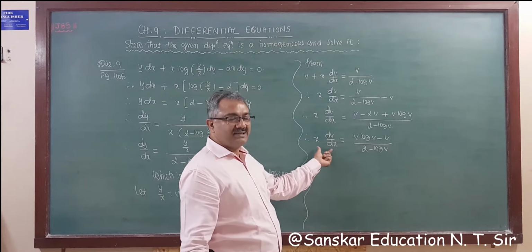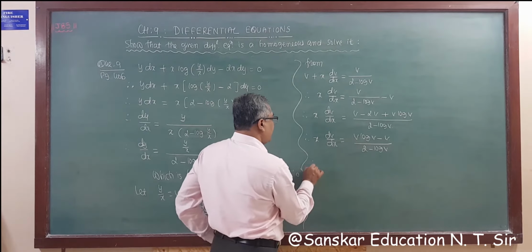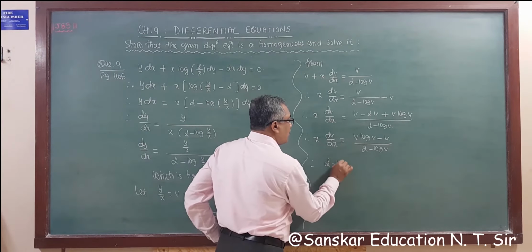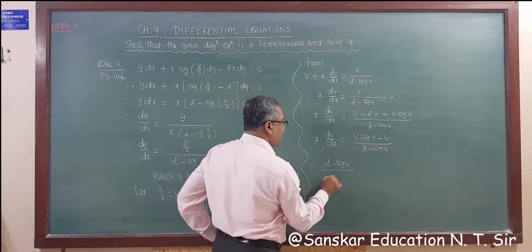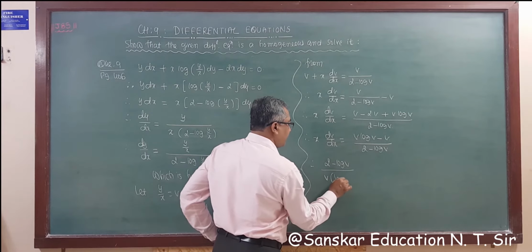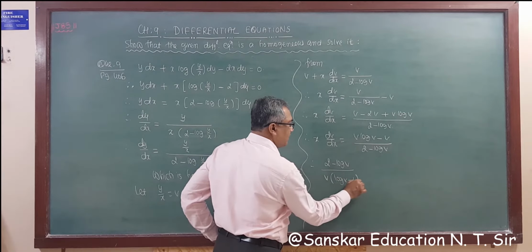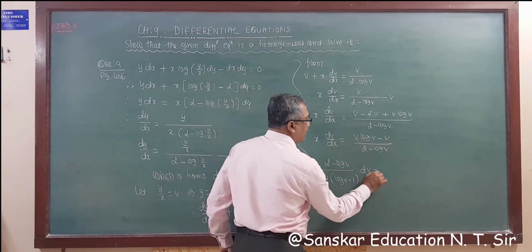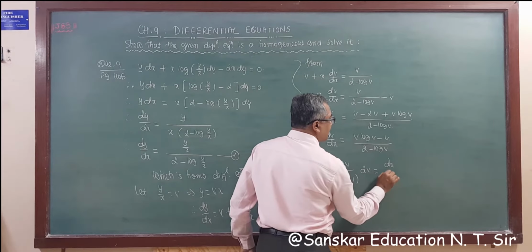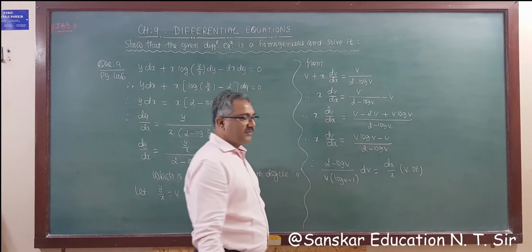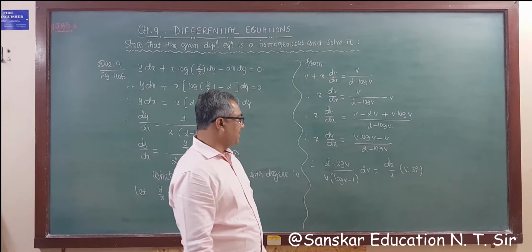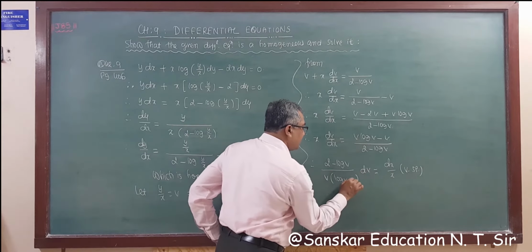So this term contains all v, here is dv, this is dx. So writing it as (2 minus log v) upon, if we take v common, then this is log v minus 1, dv is equal to dx upon x. So this is a variable separable form. Now we have to integrate this.